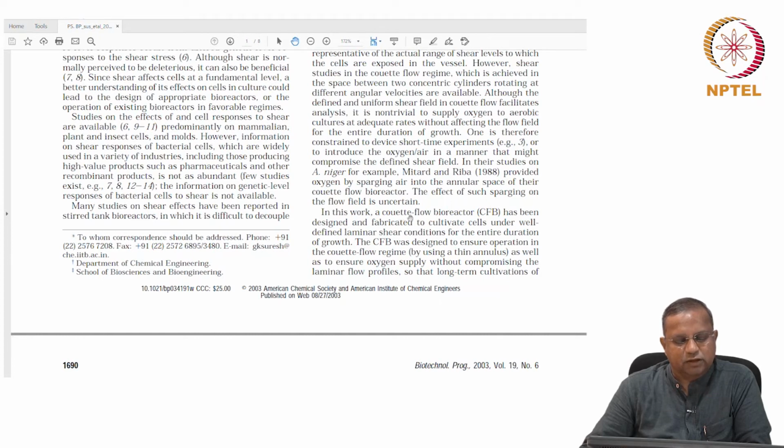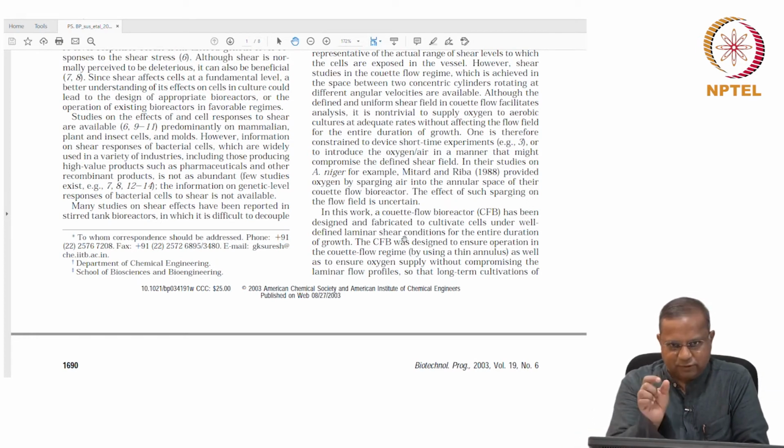In this work, the Couette flow bioreactor has been designed and fabricated to cultivate cells under well-defined laminar shear conditions for the entire duration of growth. Okay, this was our contribution. Earlier, you could do it for short times, as long as oxygen did not become limiting. Till that time you could do it, but not complete cultivations.